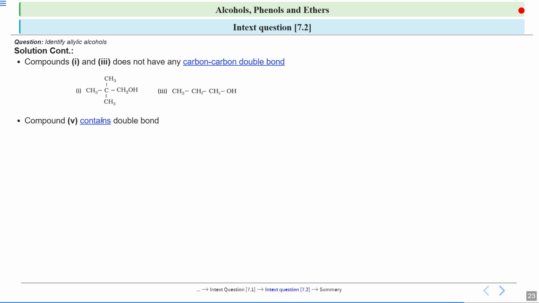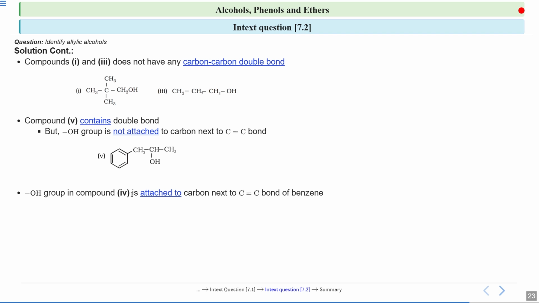If you see compound fifth, it contains the double bond, but the hydroxyl group is not attached to the carbon which is next to the double bonded carbon, right? In the fifth structure, the hydroxyl group is attached to an sp3 carbon, but this carbon is not attached to a double bonded carbon. It is attached only to single bonded carbons. So this is also not an allylic alcohol, and the double bond present in this molecule is in the benzene, but still this is not an allylic alcohol.